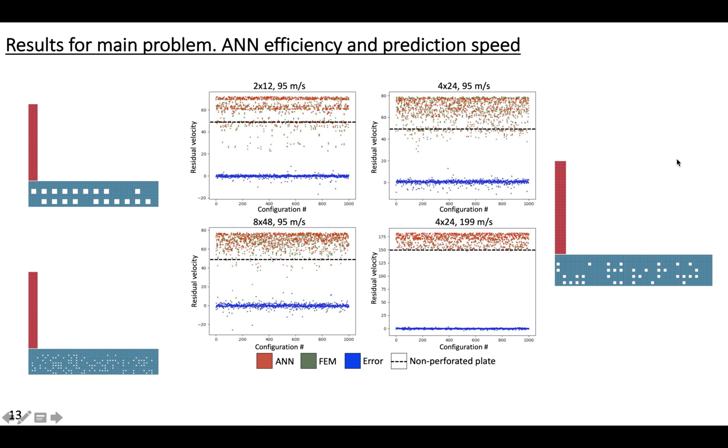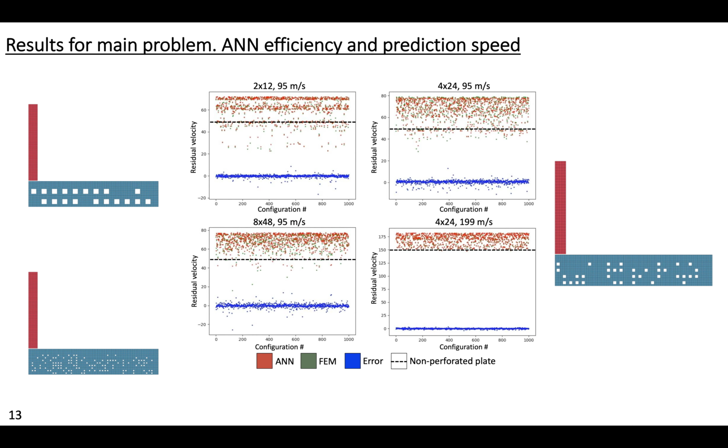You see here on this graph, the blue color depicts error for the test problems. For each problem, we have 1,000 tests, and we test 4 problem sets. Three of them have a projectile velocity of 95 meters per second with 3 different perforation resolutions, and the 4th one is the 200 meters per second problem. And for this particular high velocity problem, the error is much lower.